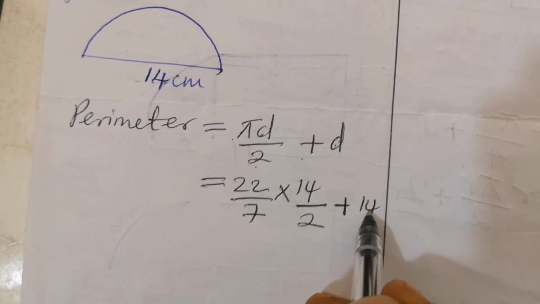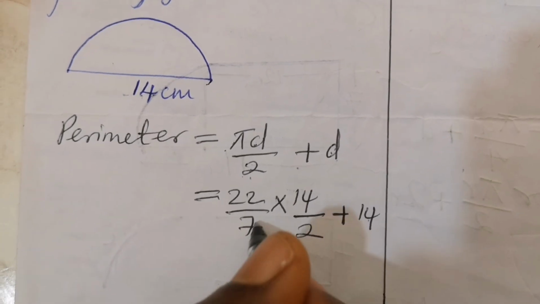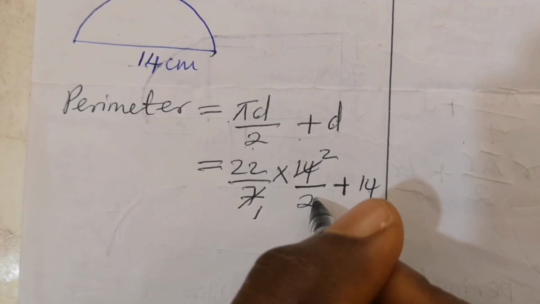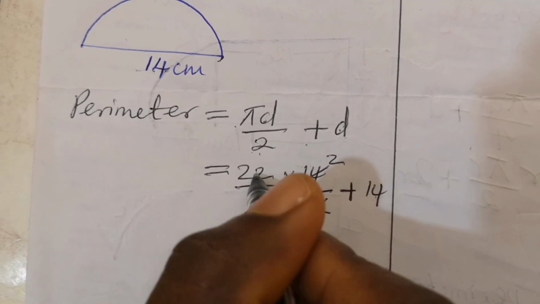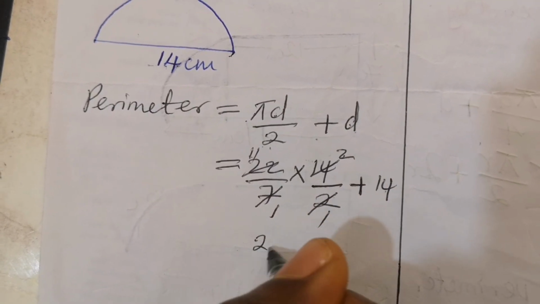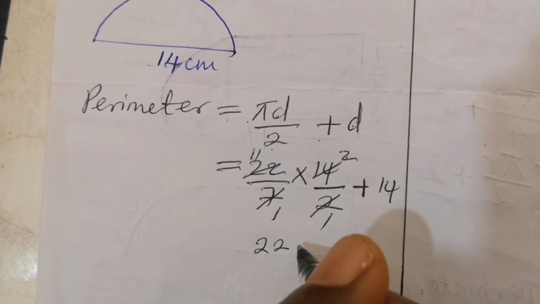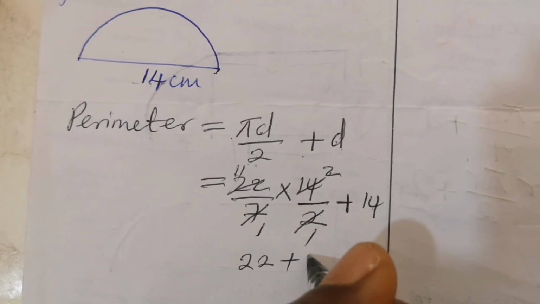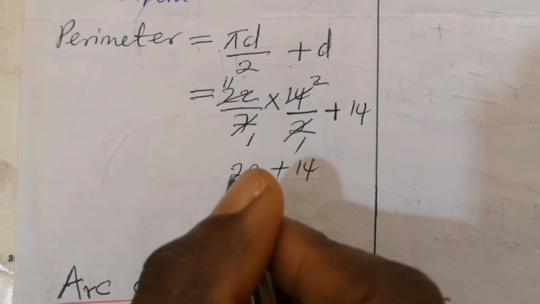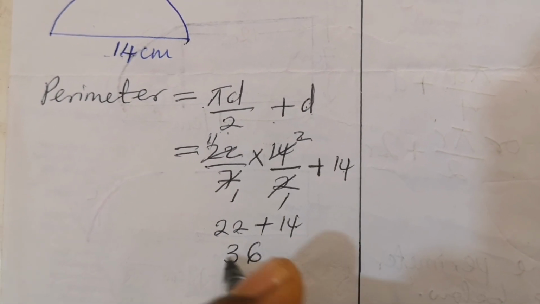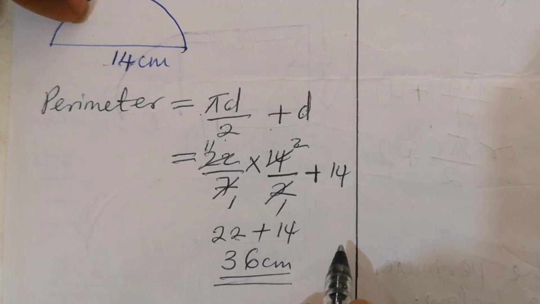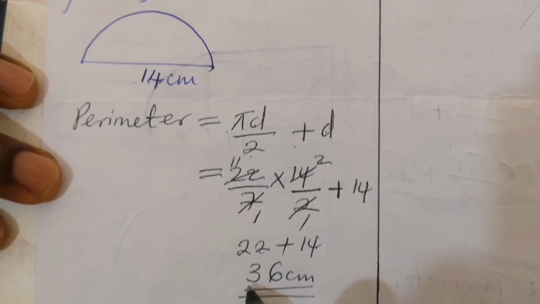This diameter is 14. Okay, let me cancel out. 7 here is 1, 7 here is 2. 2 here is 1, 2 here is 11. 11 times 2 is 22. Then plus this 14. 2 plus 4 is 6, and 2 plus 1 is 3. Okay, so the perimeter of this very semicircle is 36 cm.